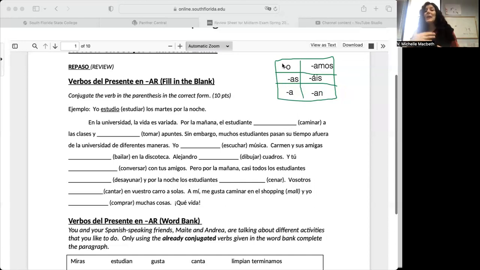I like to do them this way because it's kind of a shortcut for me. But if you want to do them another way, like writing the yo, the tú, the él, the ella, that's okay too. I like this way because then I know this column is singulars, this column is plurals. This column is anything that is a first person, this column is anything that's a second person, and this column is anything that's a third person. That makes it a little bit easier for me.